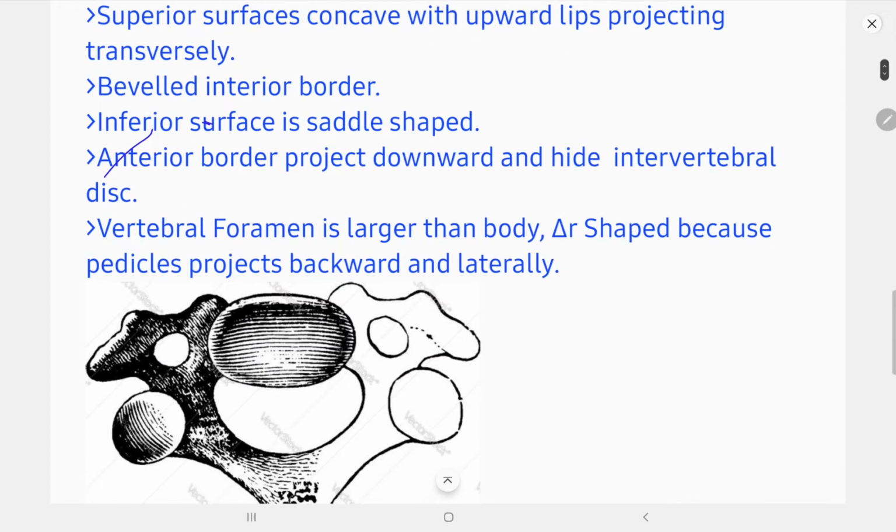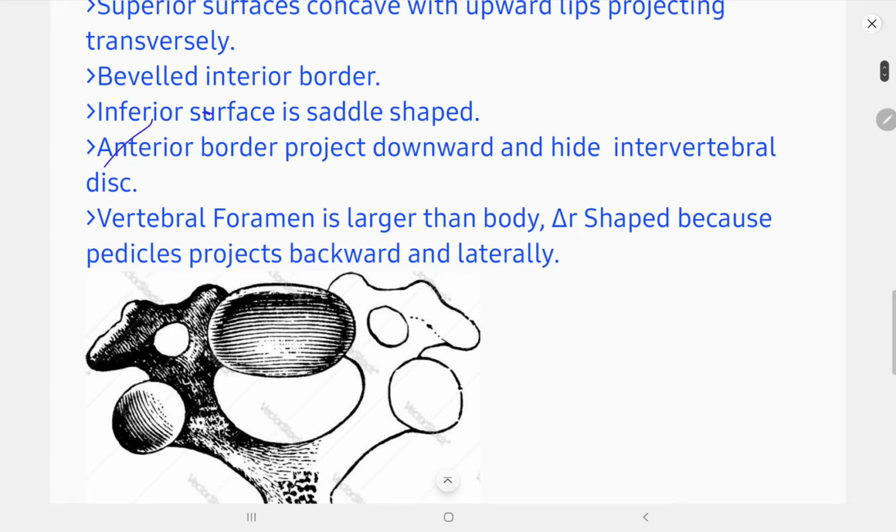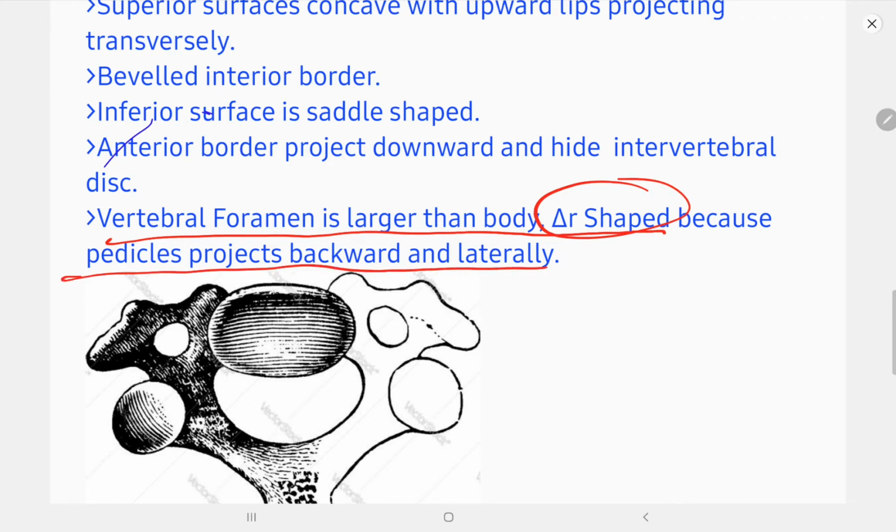Then vertebral foramen is larger than the body, triangular in shape, because pedicles project backward and laterally. You can see here in the image that this is the body and this is the vertebral foramen. Vertebral foramen is larger than the body, triangular in shape, because pedicles project backwards and laterally.